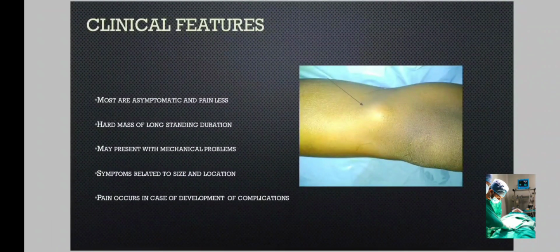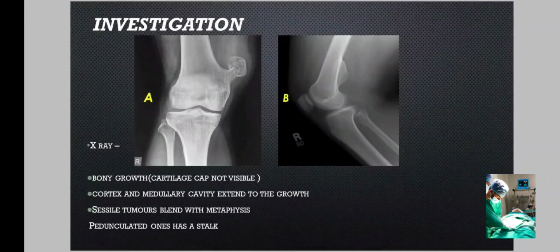Now this was a real patient in our ward, so you can see mostly these are asymptomatic and painless. You can see sometimes it is associated with some hard mass. Now coming to the investigation. Now, as we have discussed, these grow away from the knee joint. In picture A, you can clearly see the head is going away from the knee joint itself. So as I have told you before, the cartilage cap is not visible, so the actual size is more than what you see in the X-ray.